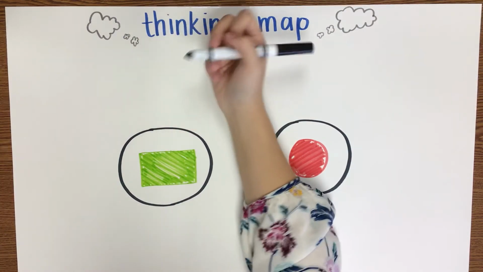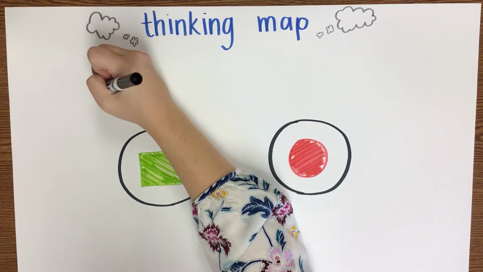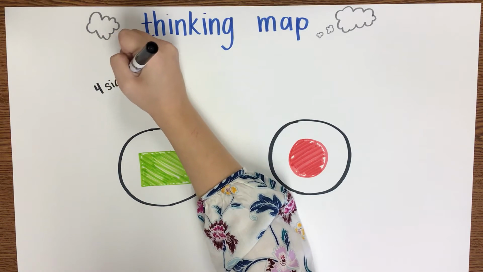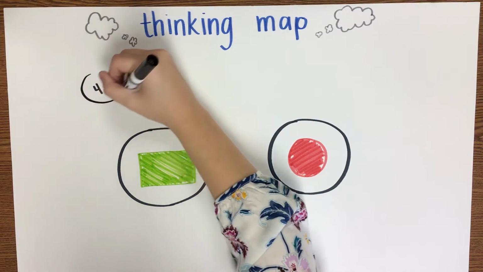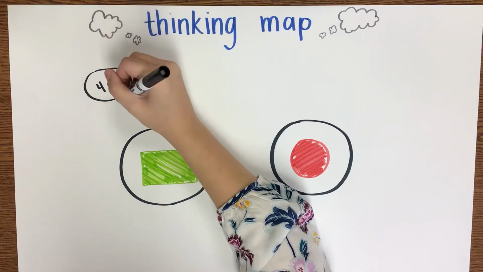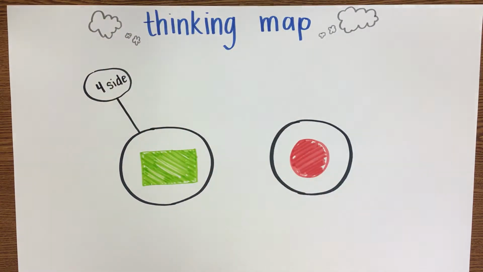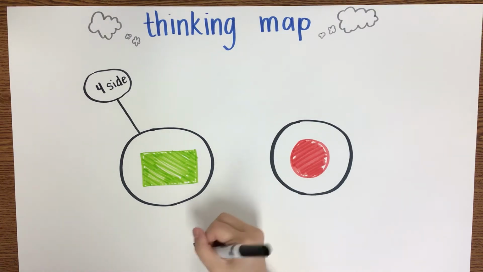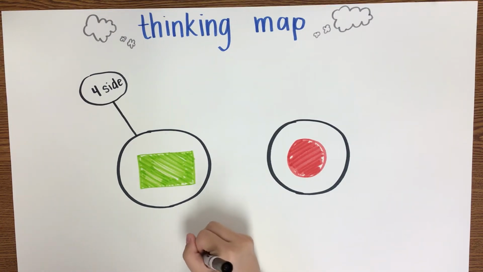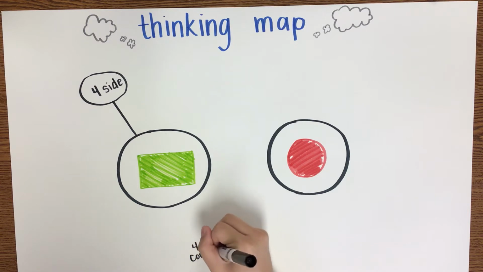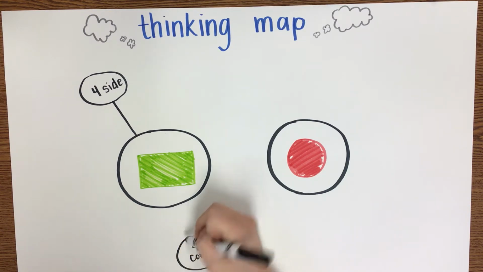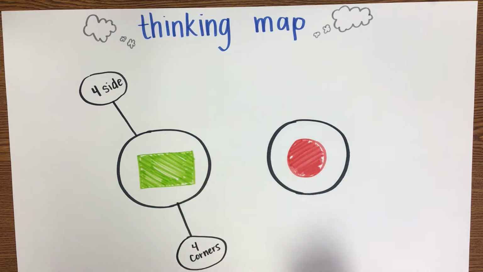So I know that a rectangle has 4 sides. So I'm going to write that here. And I'm going to put a bubble around it because I thought it, and it connects to our rectangle. It has 4 sides. I know it has 4 corners. That's another thing I can use to describe my rectangle.